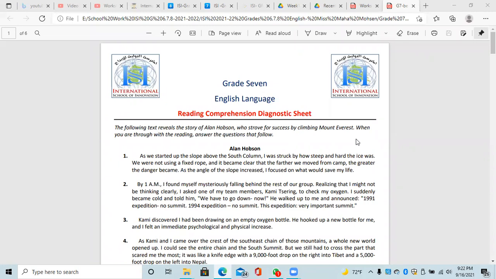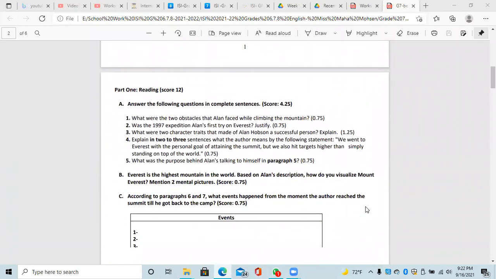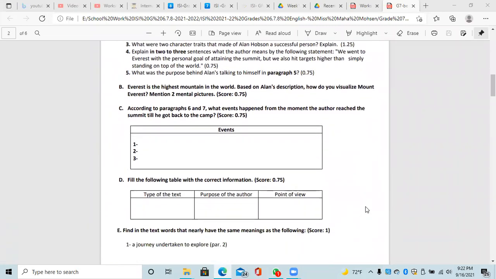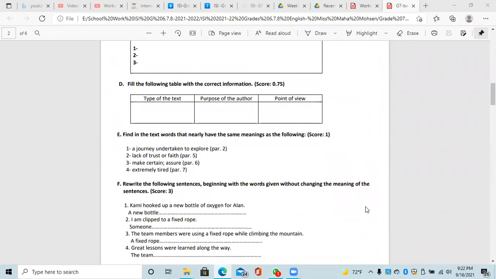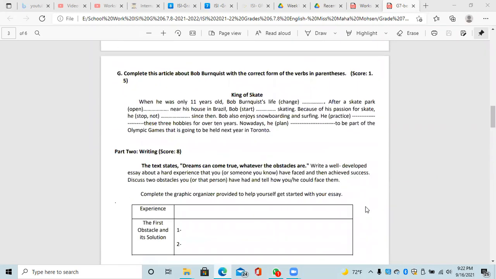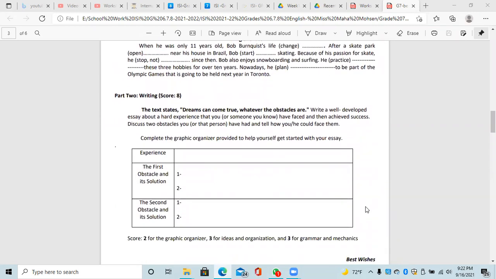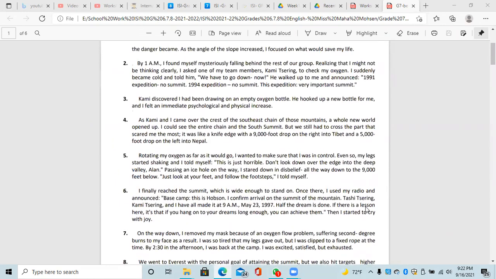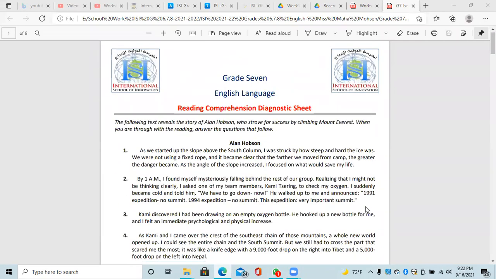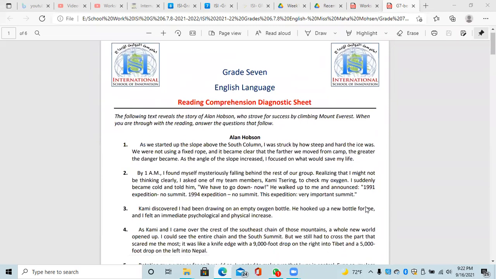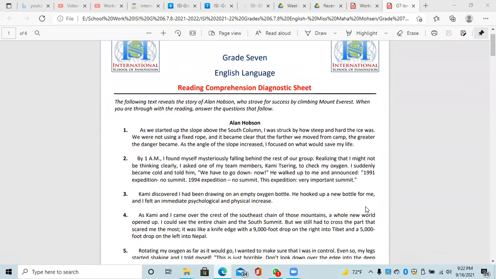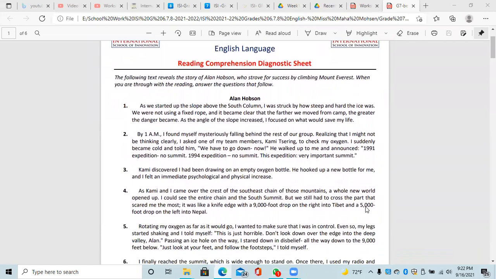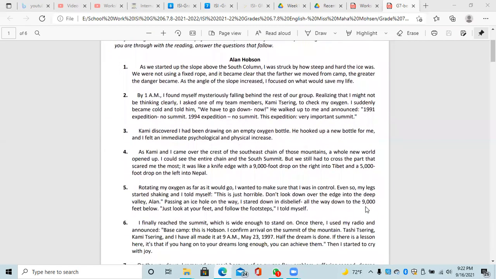Here is the solution for the worksheet, but not the whole worksheet, only parts A, B, and C, because you will have parts D, E, F, G, and the writing as homework for this week. So it's a reading comprehension diagnostic sheet. The text is entitled Alan Hobson, and the person is called Alan Hobson. So it's about Alan Hobson.